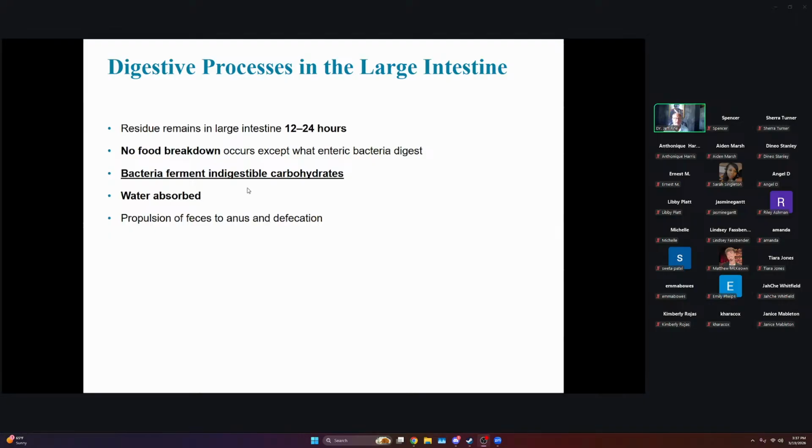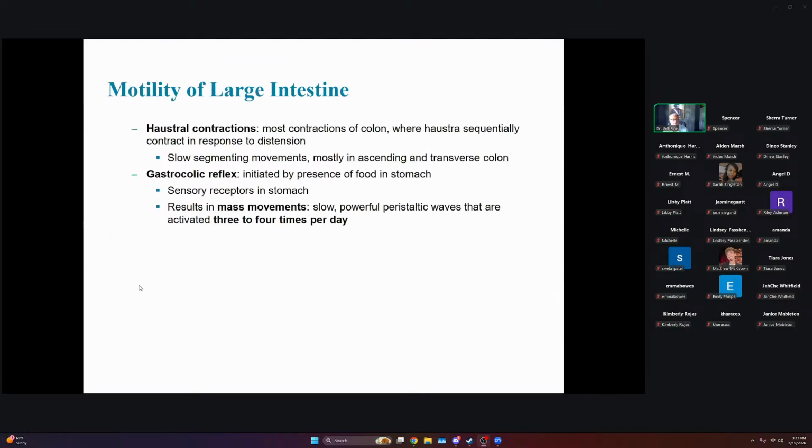So just know for the exam that in the large intestine, there's really no other nutrients being absorbed or digestion occurring other than bacteria continuing to digest those largely indigestible carbohydrates, okay? Real heavy starches and fiber that are real difficult to break down. And again, like I said, water is also absorbed, but to a much lesser degree than the other two places.